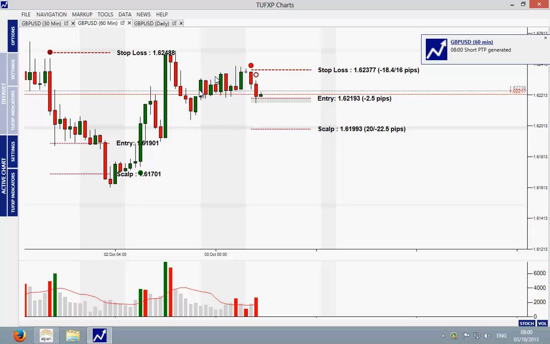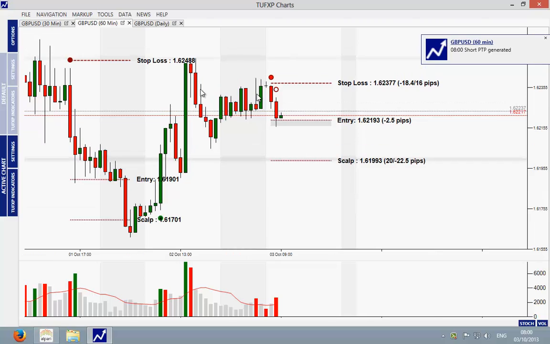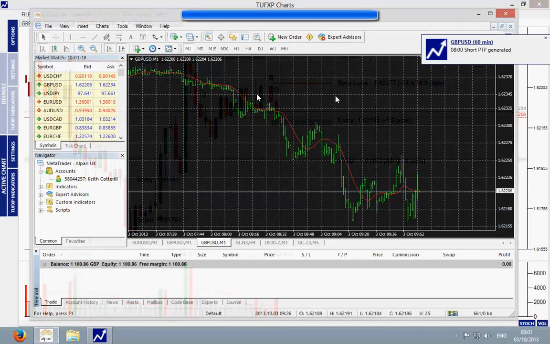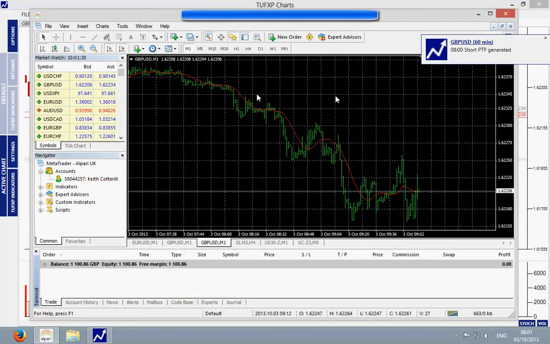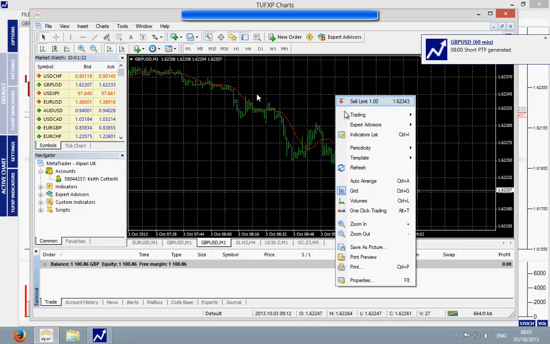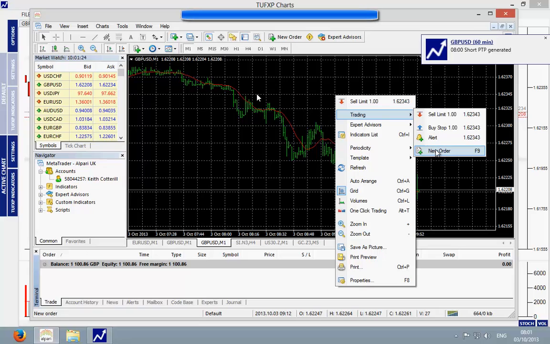So on the 3rd of October, Thursday morning, we have a potential sell in the 60-minute chart. This trade is recorded and edited down. It goes on for several hours. So the market's gone through the entry point, and now I'm just about to place the trade by right-clicking on the 1-minute chart within the Alpari MetaTrader 4 software.